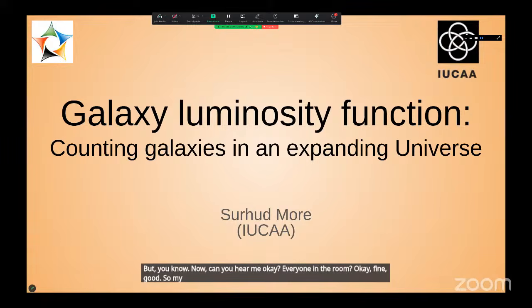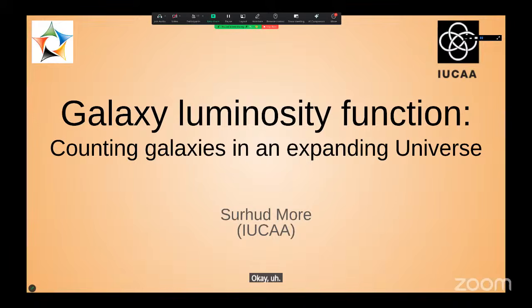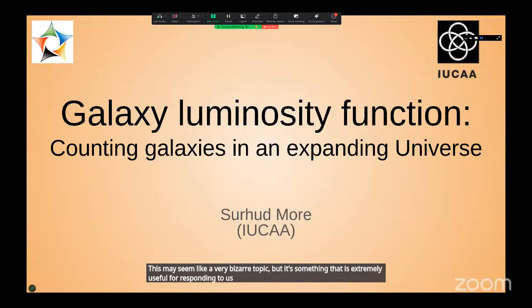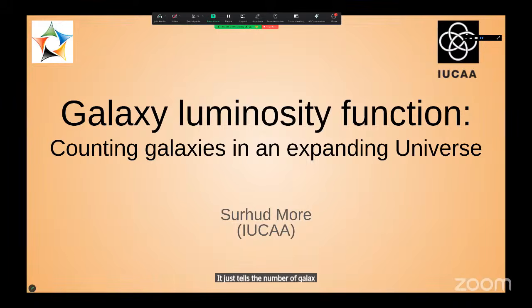So my name is Surhud and I am faculty at the Inter-University Centre for Astronomy and Astrophysics in Pune. Today I'm going to talk to you about the galaxy luminosity function. This may seem like a very bizarre topic, but it's extremely useful for astronomers. What does the galaxy luminosity function tell you? It tells the number of galaxies of a particular luminosity L, between L and L plus dL. What is the number density of these galaxies? That's all it tells.